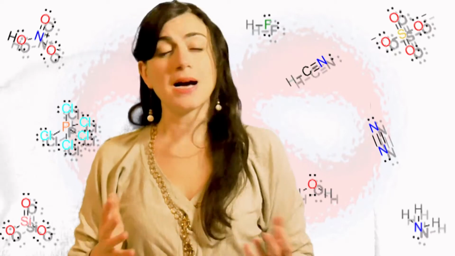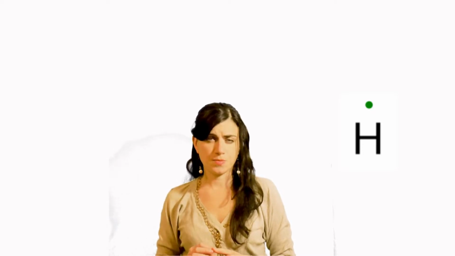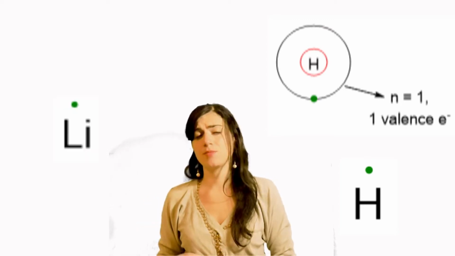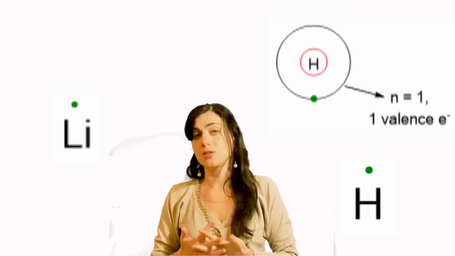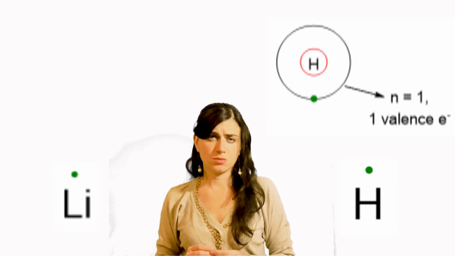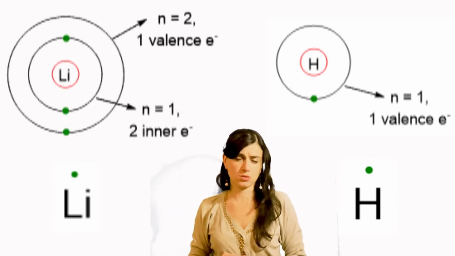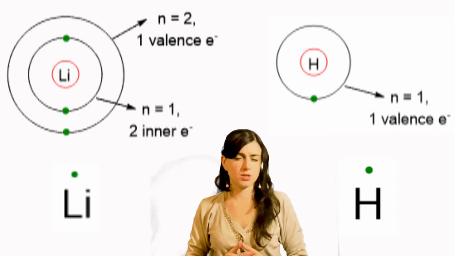For example, hydrogen, as we have already seen, is represented by one unpaired electron, because hydrogen has only one electron in its 1s orbital. If we take lithium, lithium has the exact same valence electron representation as hydrogen, because lithium has one electron in its outer shell, even if it also has 2 electrons in the inner shell. But these 2 electrons are not considered in the Lewis representation.